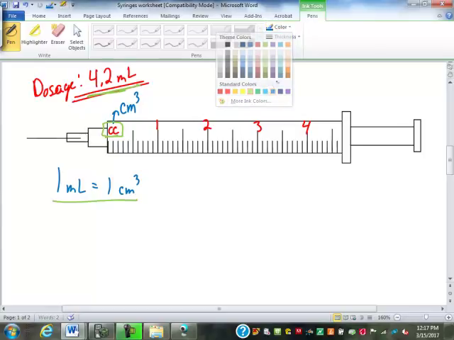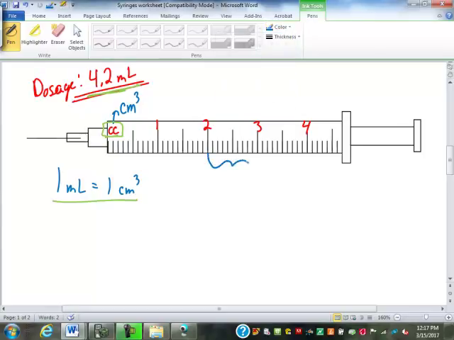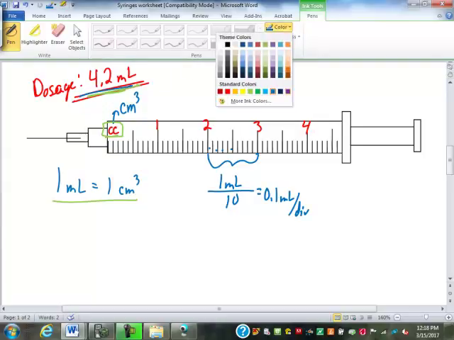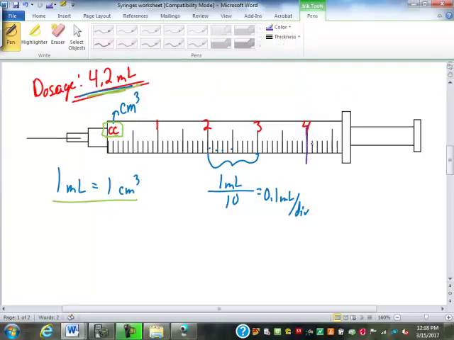So on this one, we've done this one before, but I'll do it again quick. That's 1 milliliter. I went from 2 to 3 this time instead of from 1 to 2, but that's 1 milliliter. 1, 2, 3, 4, 5, 6, 7, 8, 9, 10 divisions. So 0.1 milliliter per division. So 4.2 milliliters, we're going to start at 4 and count up 4.1, 4.2. So we would fill that syringe as close as we could get to that line.